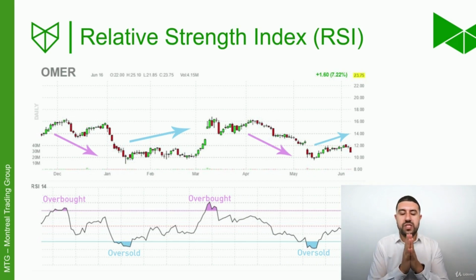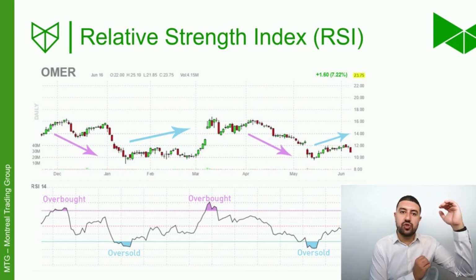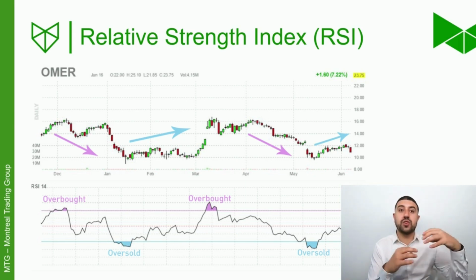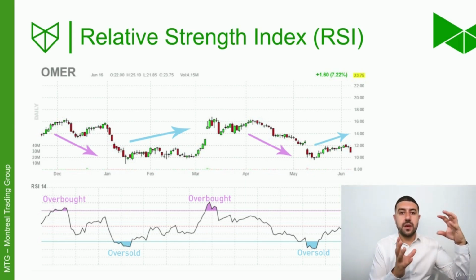Now, the reason why you don't just want to short something that's overbought or buy something that's oversold is things can remain overbought or oversold for a very long time. Imagine there's something that's dropping. Red candles are way bigger than green candles. So it's oversold, and you see it's oversold.